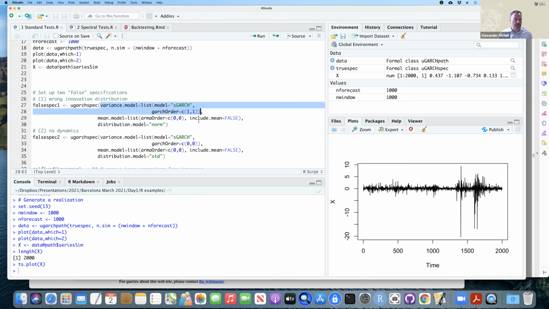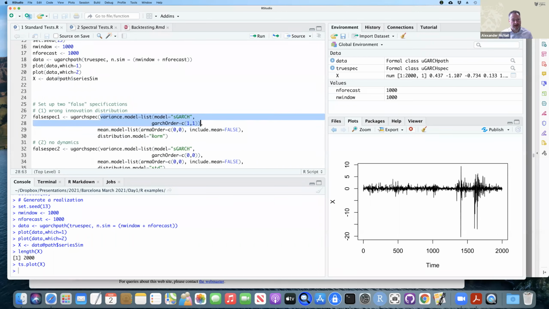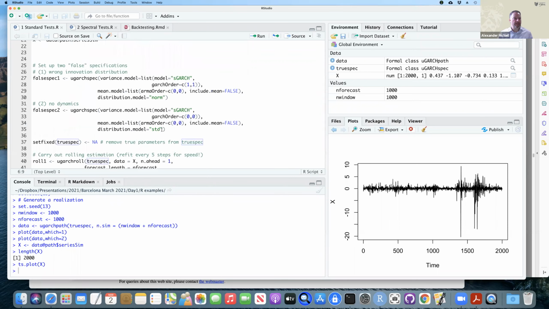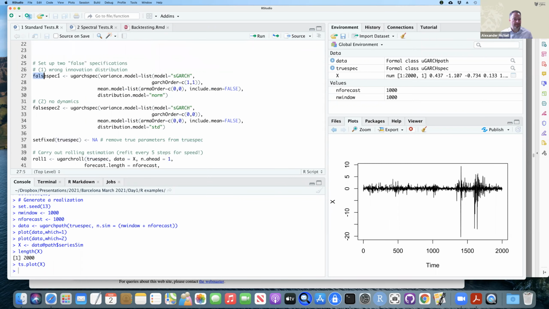But what they're going to do wrong is misspecify the distribution. So instead of using a Student distribution for the noise that drives this process, they're going to use a normal. And a normal has lighter tails. So this was the true one, Student, in the true spec. But this is a false spec, a false specification because it has the wrong distribution.